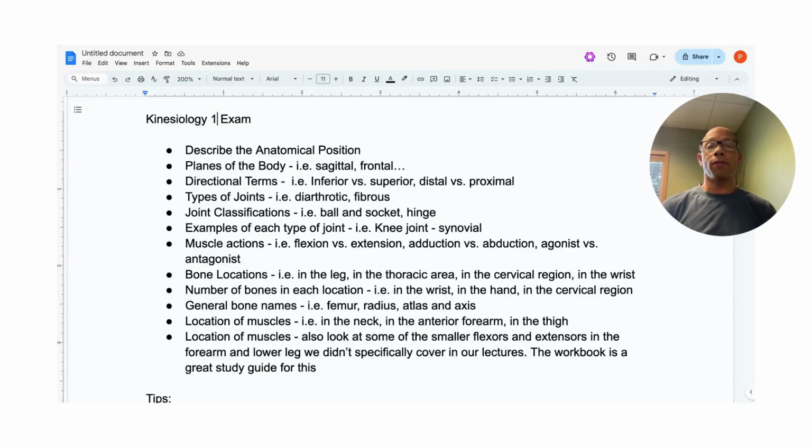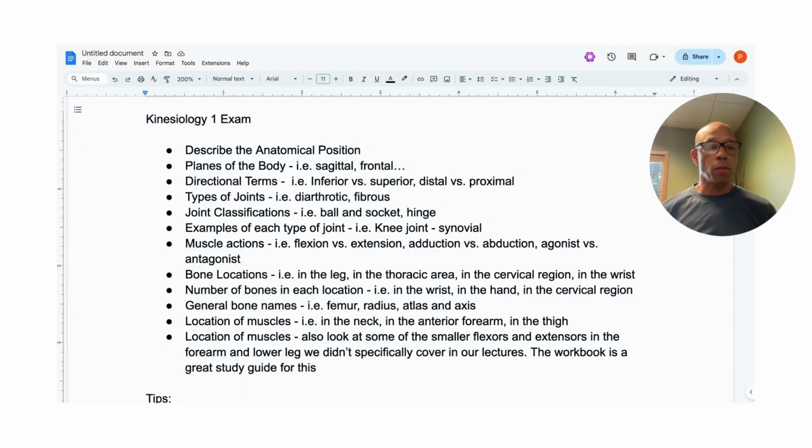Okay, so I wanted to give you an idea of what this first kinesiology exam coming up is going to look like. So, kinesiology 1 exam coming up this weekend here. It's one of a few kinesiology exams that you're going to have. This one, I'll tell you about the format towards the end, after I talk about everything that's going to be on it.